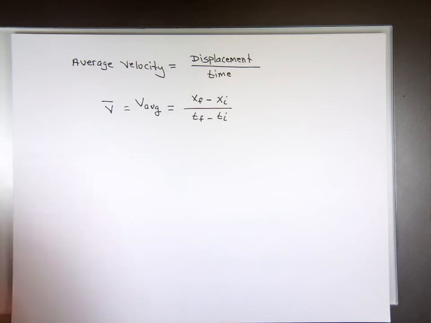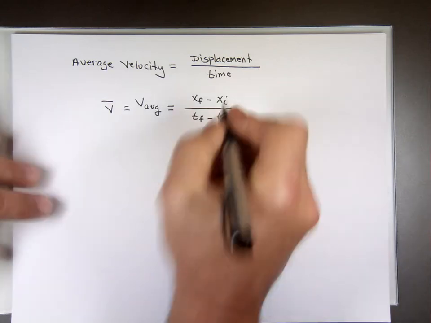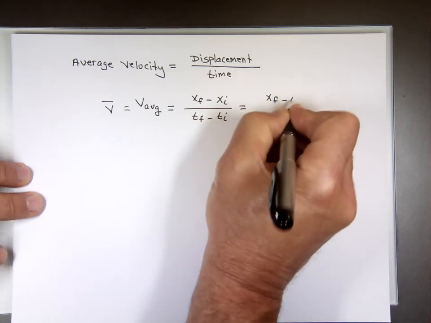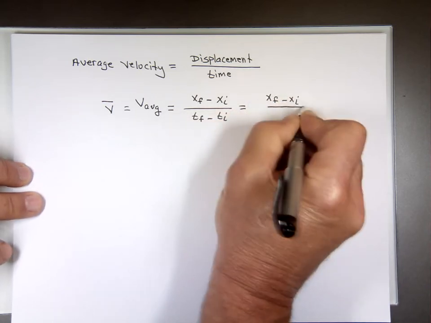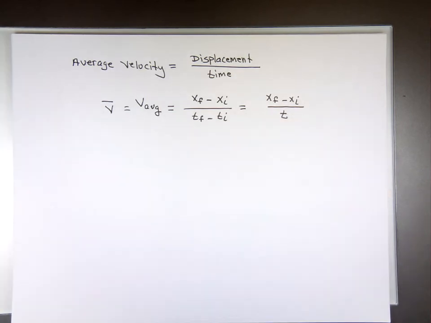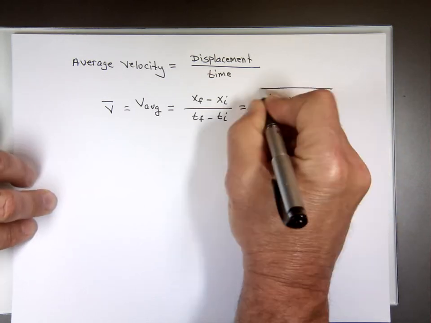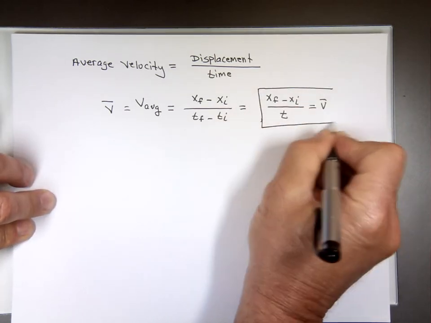Usually my initial time is really 0. We started the experiment by saying start from now, that's your 0 time. So a lot of times this equation looks like this: xf minus xi divided by t. And that's your average velocity. That's one of the physics equations we're going to be looking at.